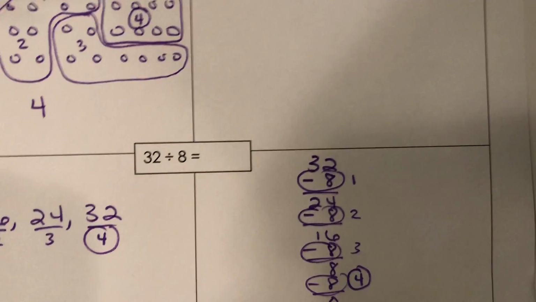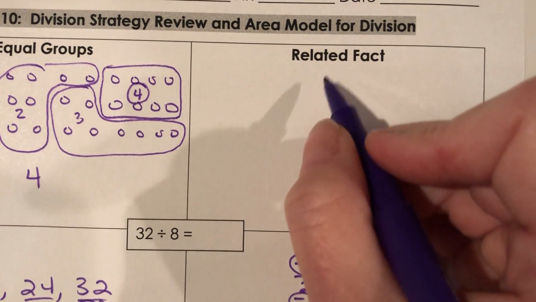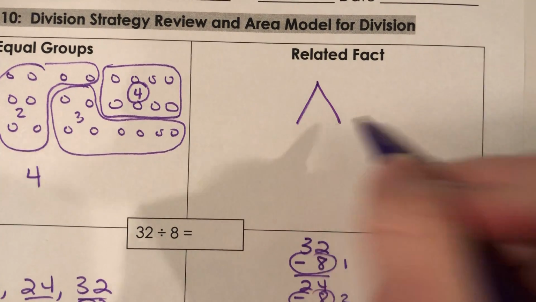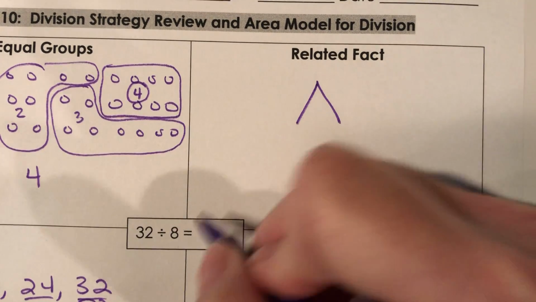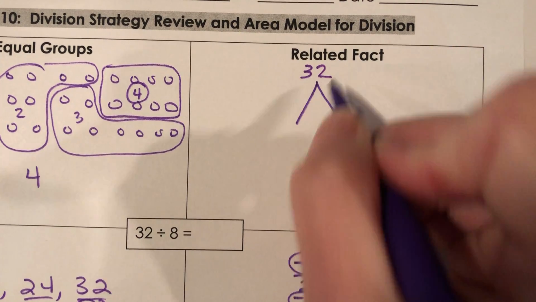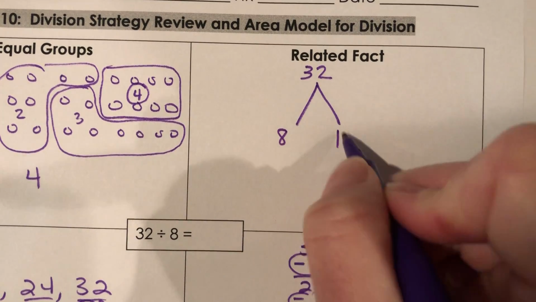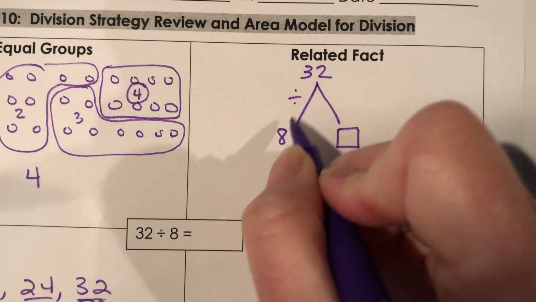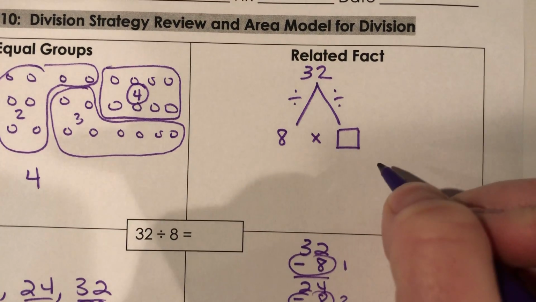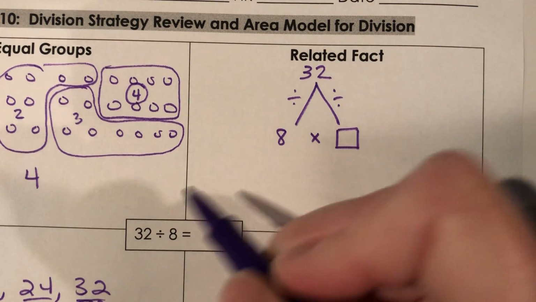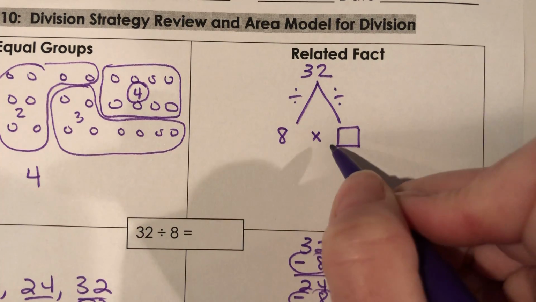And the last strategy that you learned, all 4 of these were kind of learned around the same time, is related facts. So you remember we have these math mountains, right? And we have them for addition and subtraction. We also have our multiplication and division. So with this, I'm going to put the total up at the top. That's always the number I'm starting with in a division problem. And an 8 here, and I have a box here. So 32 divided by 8, 32 divided by box, 8 times what? So hopefully this is coming back to you. So if I want to know what 32 divided by 8 is, I can ask myself 8 times what is 32?